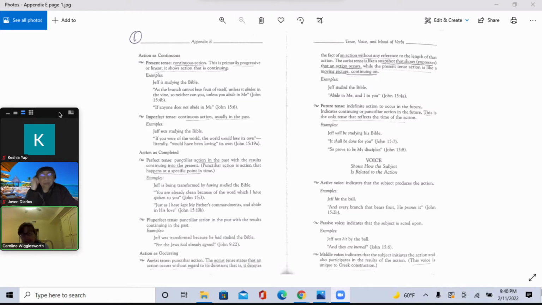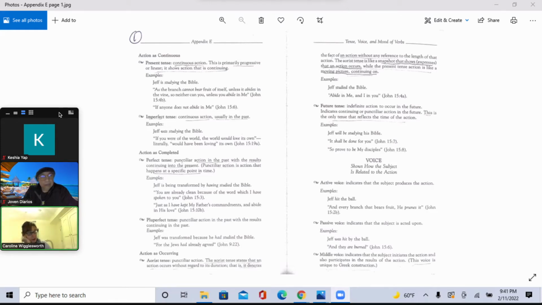But anyway, the present tense is continuous action, right? Which is primarily progressive or linear and shows that the action is continuing. For example, Jeff is studying the Bible, and as the branch cannot bear fruit by itself unless it abides in the vine, so neither can you unless you abide in me. That's one I want to look up, but I'll get to that later on. Is it kind of clear, do you think?